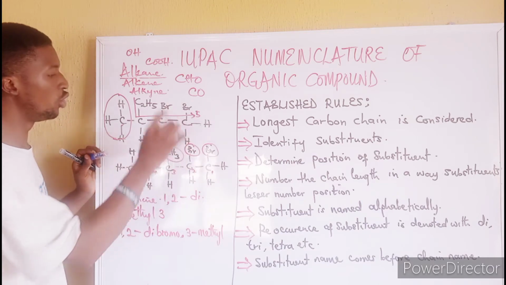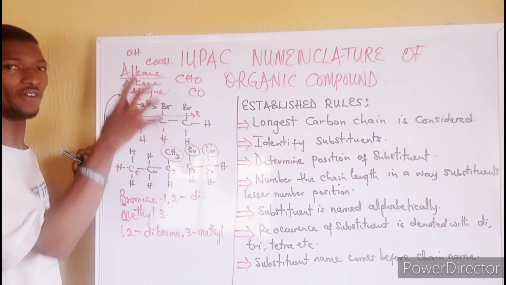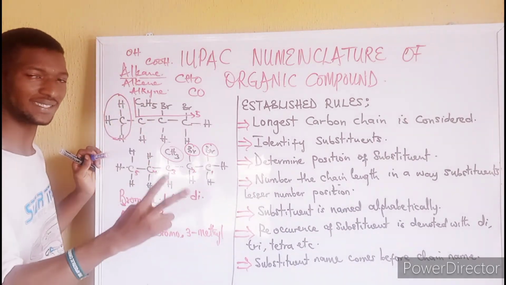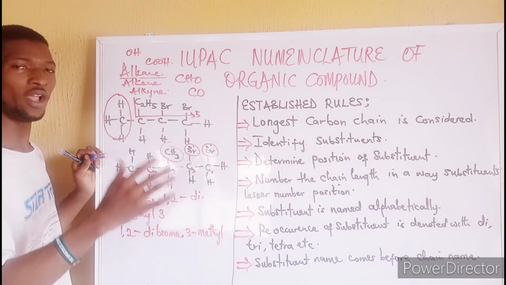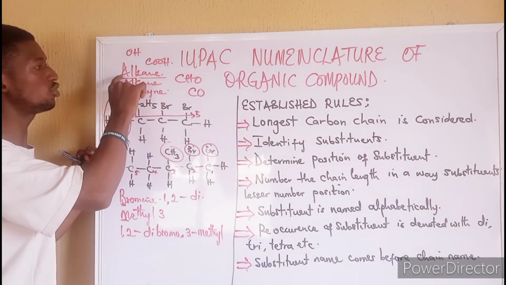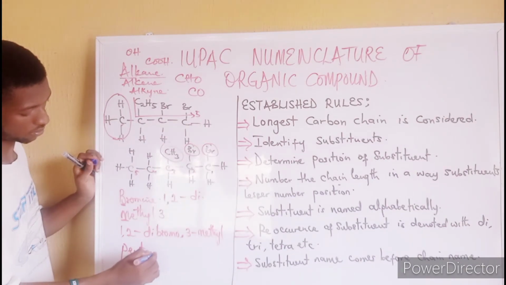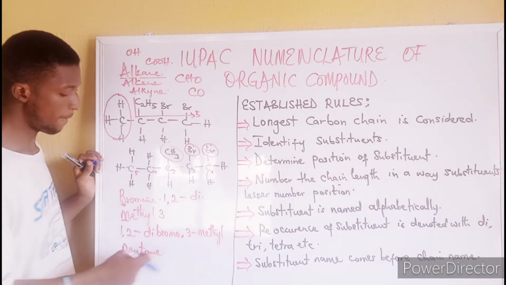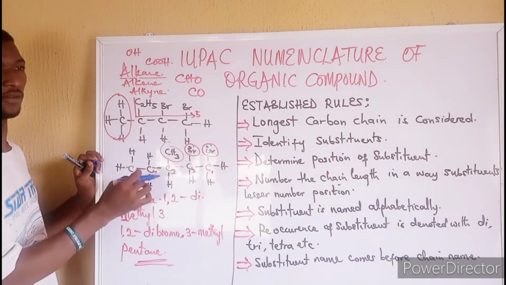Since it's an alkane, we look at the number of carbons present. The number of carbons present here is 5. And in the series of alkane, when you have 1 carbon, it is called meth. When you have 2 carbons, it is called eth. When you have 3 carbons, it's called prop. When you have 4 carbons, it is called but. When you have 5 carbons, it is called pent. So in this case, we call it pentane because it belongs to the alkane. So this is 1,2-dibromo-3-methylpentane. This is the IUPAC name of the particular structure given here.